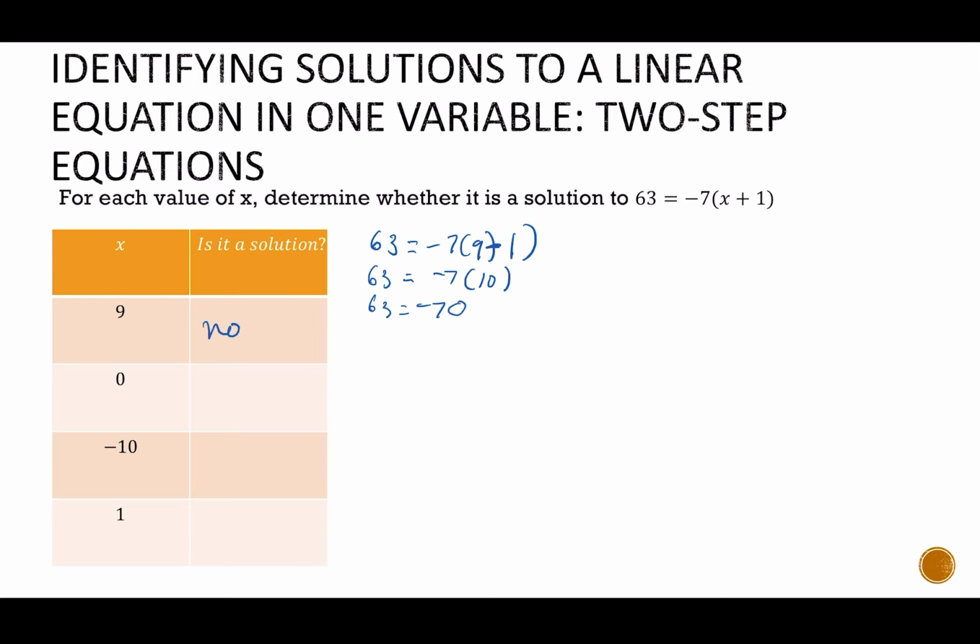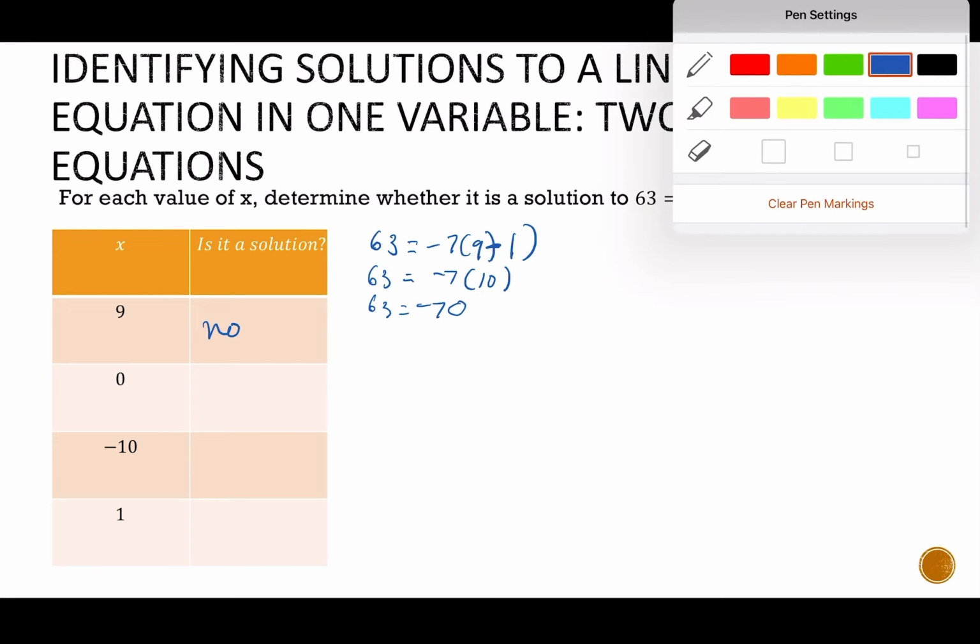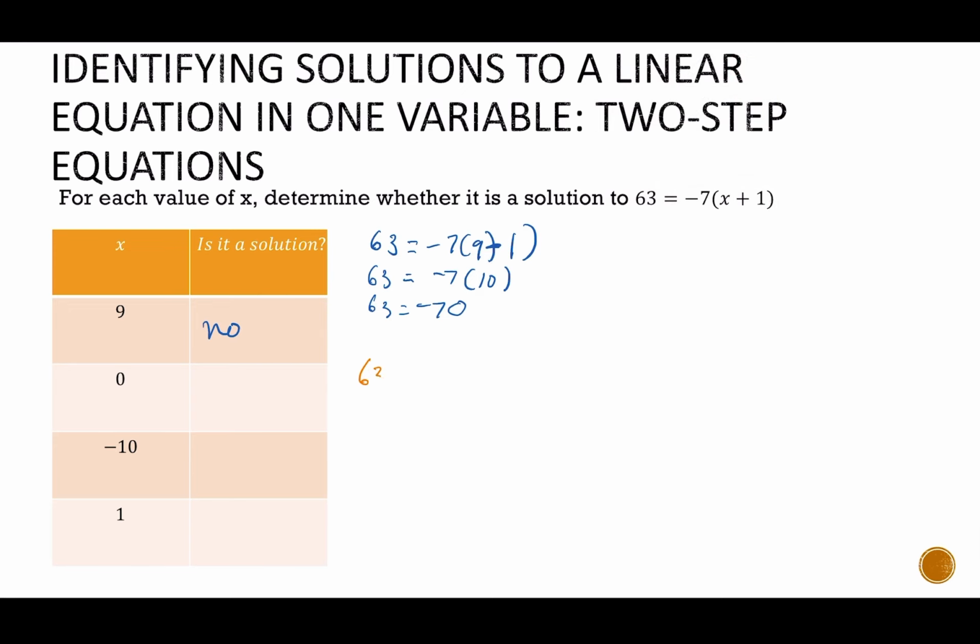But then we could try 0. Let me switch colors for that. I have 63 equals negative 7 times 0 plus 1. Well, we can already kind of see that this is not going to be a solution, right? This is not equal to each other, so no.